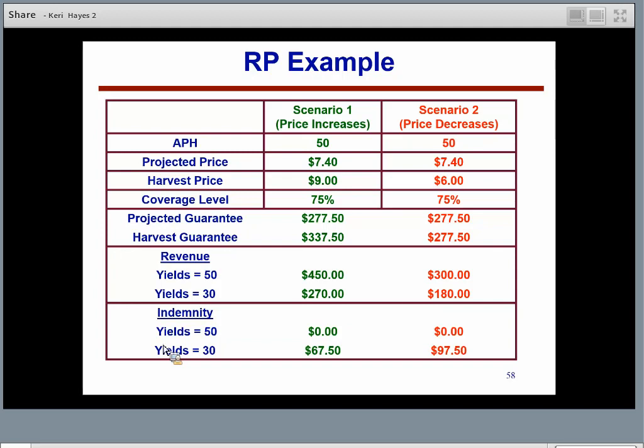Scenario 1, it's interesting to note that your revenue is still about where you were projected to be at the beginning of the year, right? Your projected guarantee was 277.50, but your actual revenue was 270. But you're going to get an indemnity of 67.50, and the reason for that is because your guarantee has increased, and that's an important aspect of the RP, and I think that is what really drives a lot of people to purchase the revenue protection policy. It is the most expensive, but it does give you the best coverage.